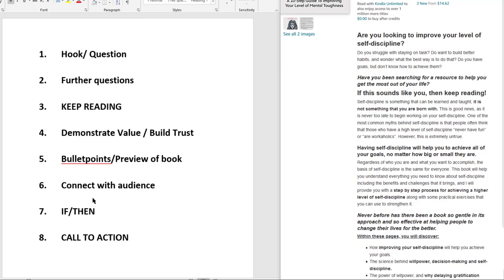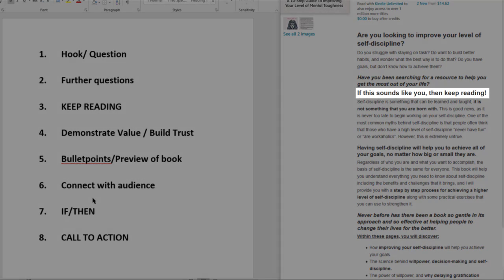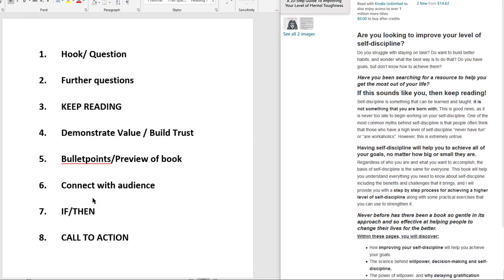The next is going to be a keep reading statement. Now, in this case, if this sounds like you, keep reading. I did it very specifically like that because I'm building a profile of my reader. Other options would be, if you said yes to any of these questions, keep on, or the answers to these questions and more down below. Just something to make them go, okay, click on the read more and show the rest of the description.